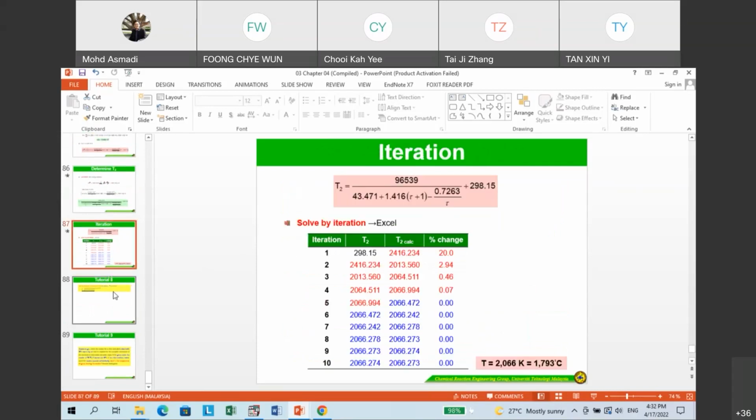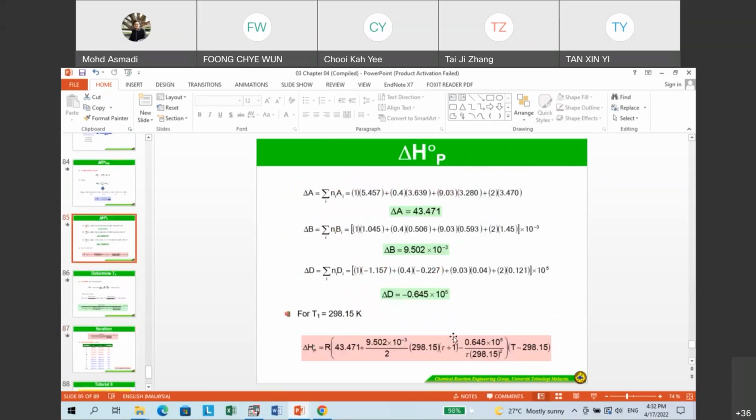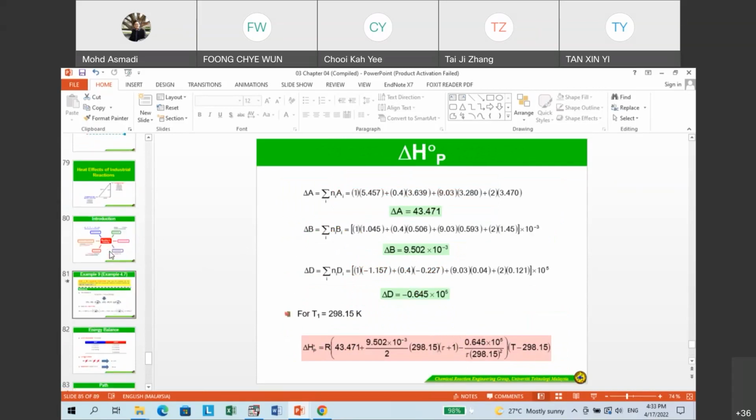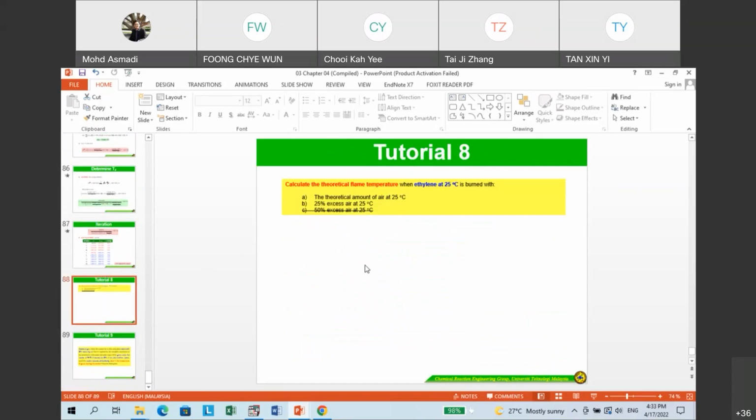Anyone can give me the answer? Anyone can give me the answer? Hmm. I'm calculating.